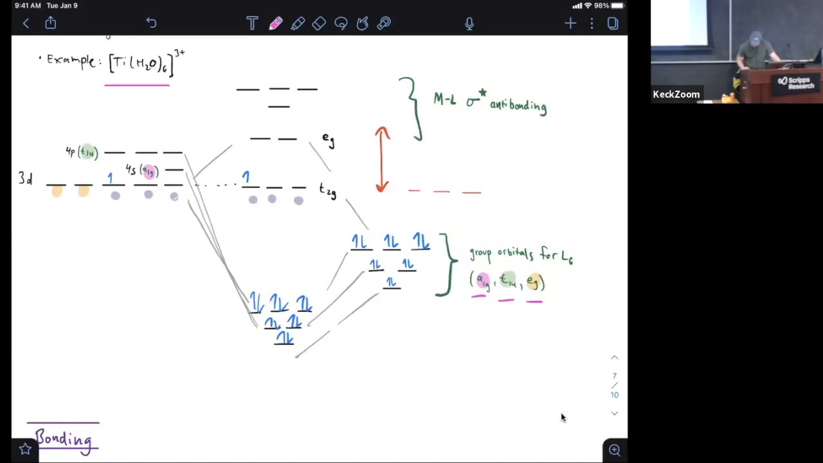So the SALC of A1g symmetry is going to form a bonding interaction with the 4s orbital. The SALCs of T1u symmetry are going to form bonding interactions with the 4p orbitals. And likewise the SALCs of Eg symmetry are going to form bonding interactions with the 3d orbitals mentioned. We have 12 electrons to distribute, and so we fill those in with 12 electrons. Titanium here, if you do the math, is a d1 metal, so it has 1 electron.